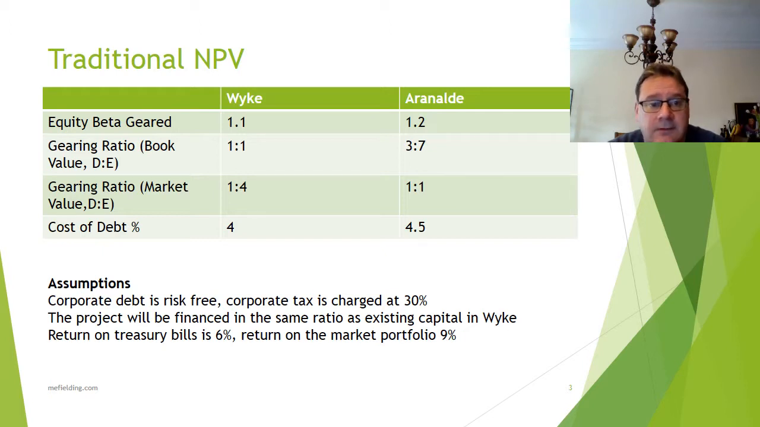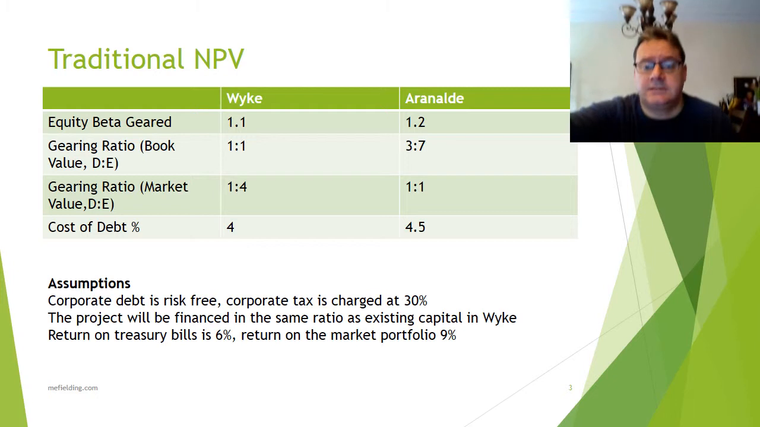You should know what that means. So we have Wyke. Wyke has the risk of, what does it do? It makes ice cream in Scotland, so it has the business risk of manufacturing ice cream in Scotland, and it has the risk related to the gearing ratio of Wyke. Right, Arinaldi has an equity beta which is slightly higher, 1.2. Now that reflects the market risk of being in the business of distributing freezers in South Europe. I think they're in Spain or somewhere around there.